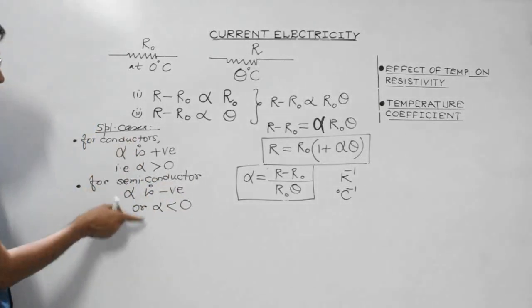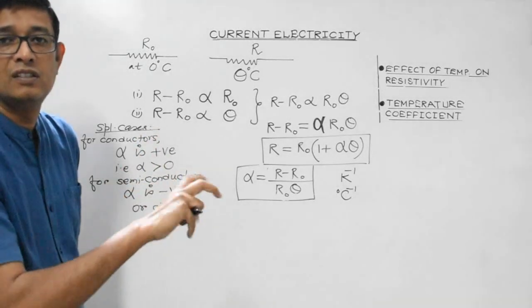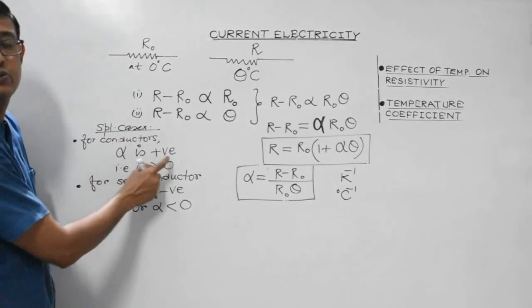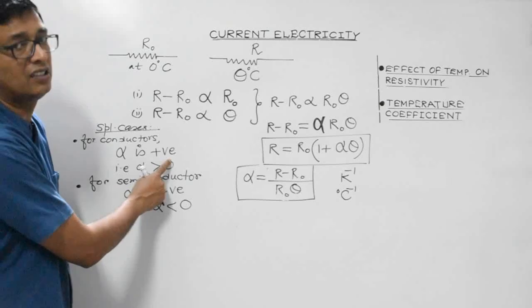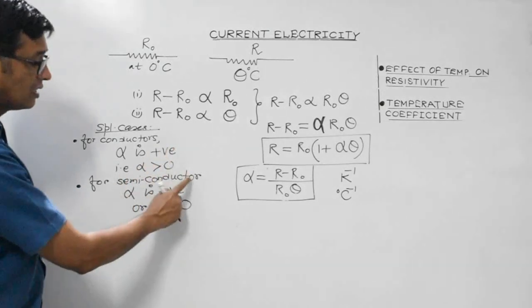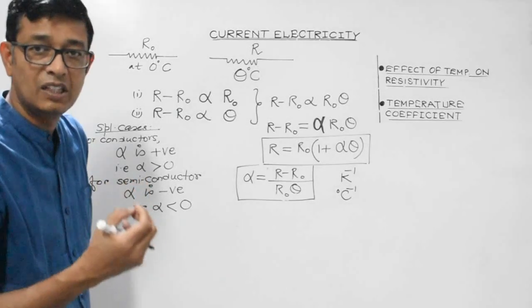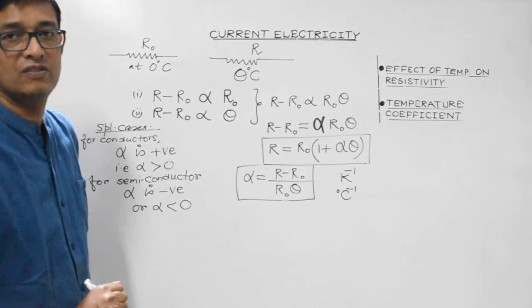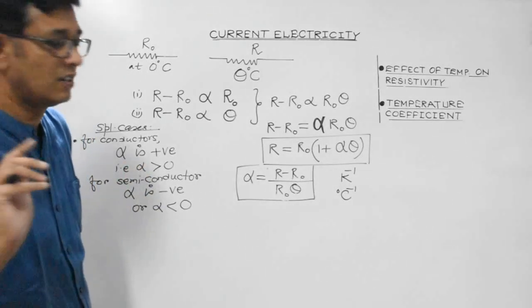So, the behavior of conductors and semiconductors, they are exactly opposite towards the temperature. For conductors, alpha is positive, which suggests that the resistance increases with the increase in the temperature. For semiconductors, alpha is negative, which suggests that the resistance of a semiconductor decreases with the increase in the temperature. Right, students? There shouldn't be any sort of confusion.